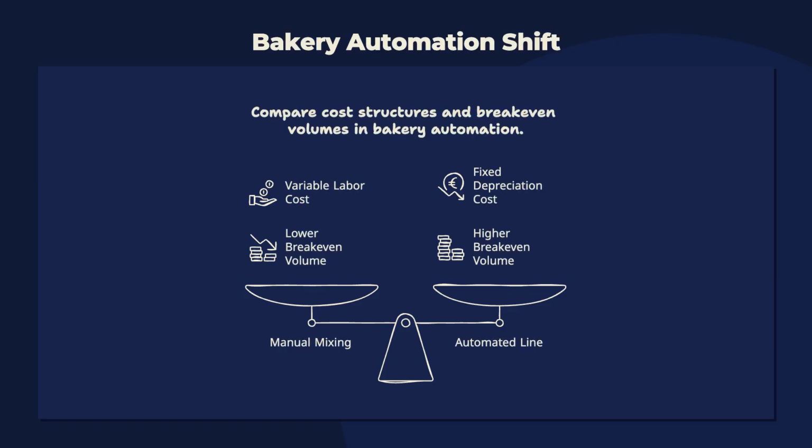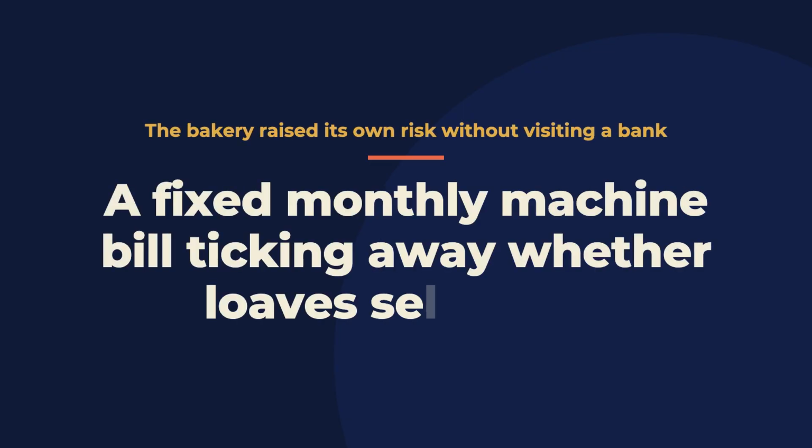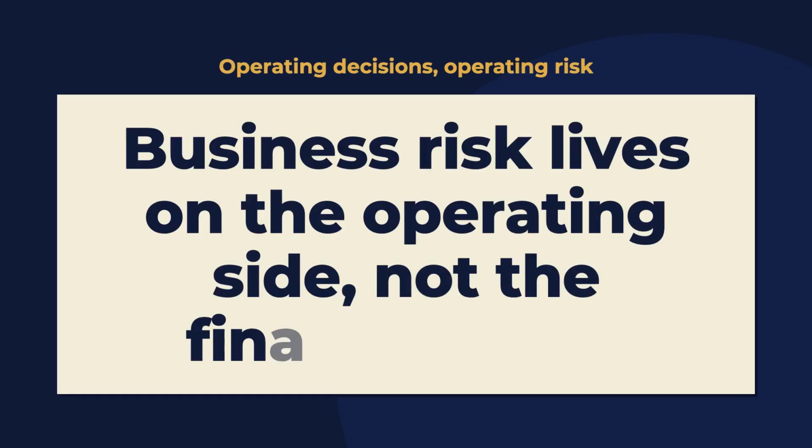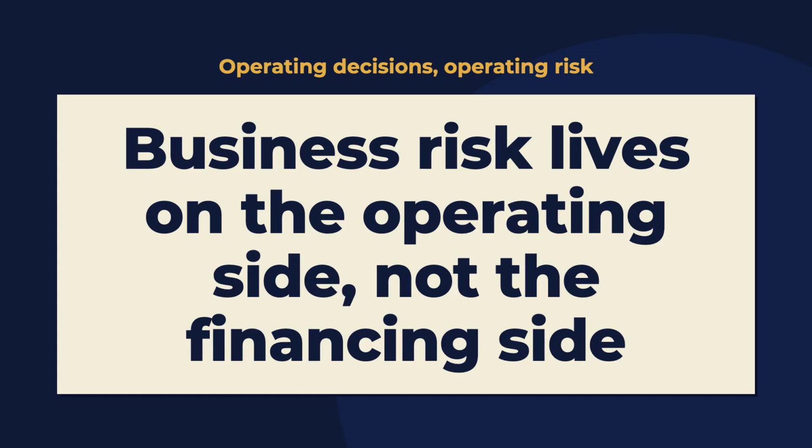Picture a bakery chain ripping out manual mixing stations for an automated line. Heavy fixed depreciation replaces per-loaf labor cost, so the chain now needs to sell more loaves just to break even. If demand stays strong, that automation looks brilliant. If demand softens, the fixed depreciation becomes a burden, and none of this required borrowing a single dollar or issuing shares. Any swap of variable cost for fixed cost, whether automation or capital-intensive production, raises operating leverage and business risk purely through operations, wholly separate from the financial risk that capital structure governs.